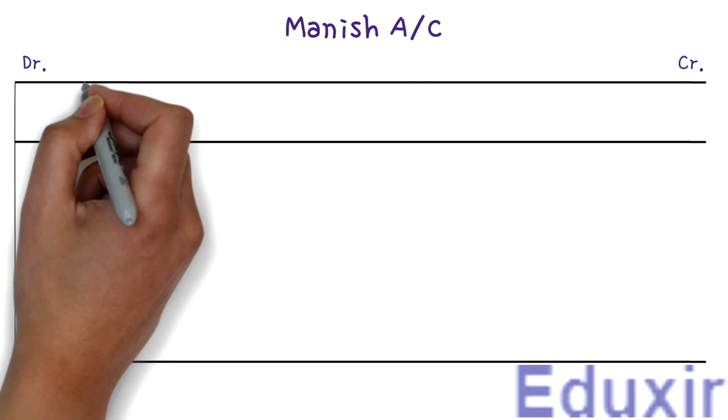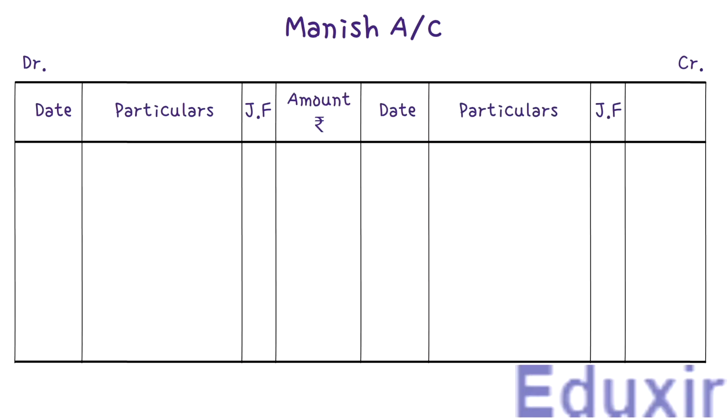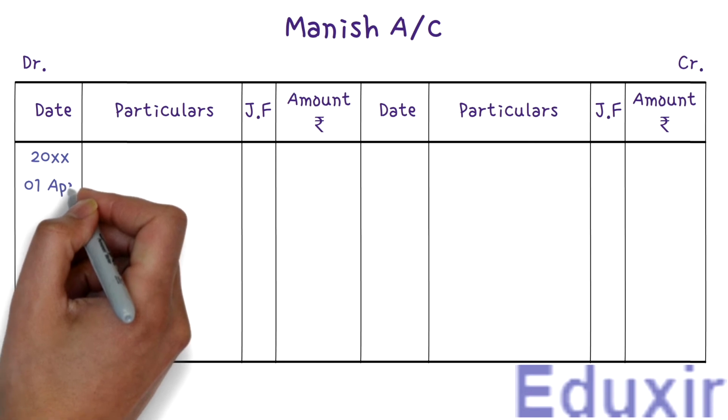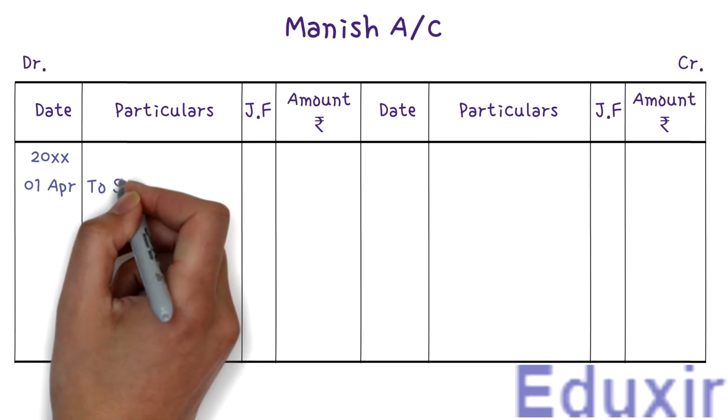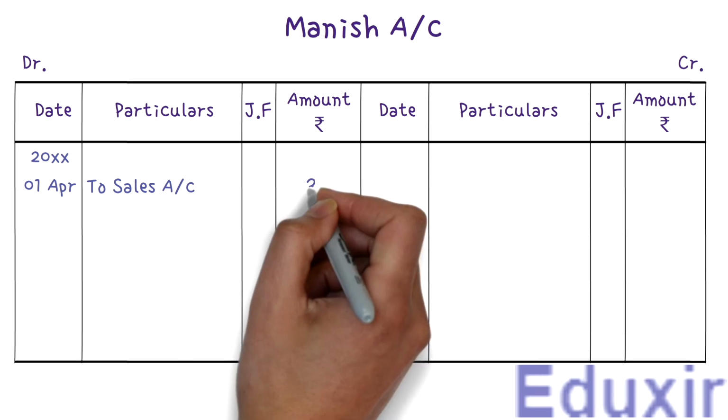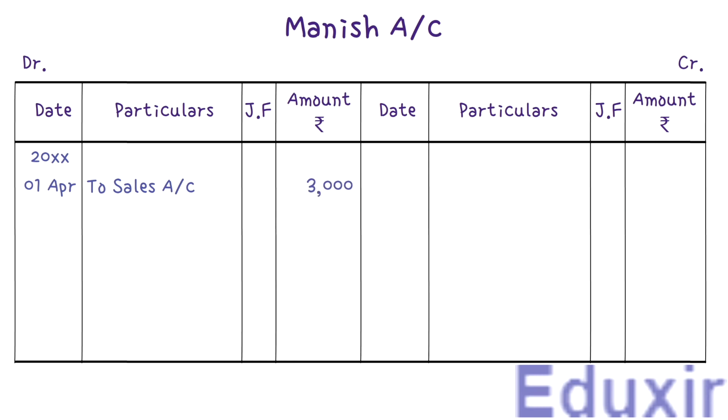Let us then have the ledger account format with all the headers. As this is the first entry on the debit side, let us first write the year in the date column. Let us then write the date. We need to write to sales account into the particulars column. Let us then write the debit amount of 3000 rupees in the amount column. That completes the posting of this journal entry into Manish account.